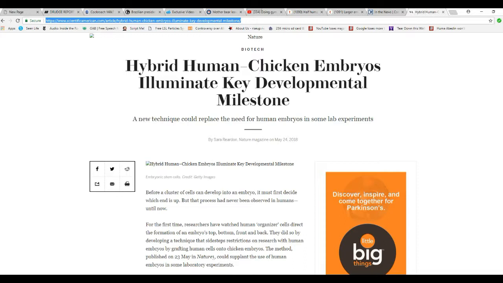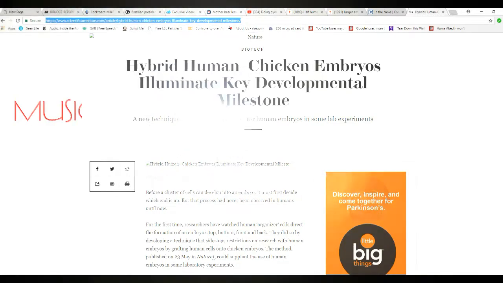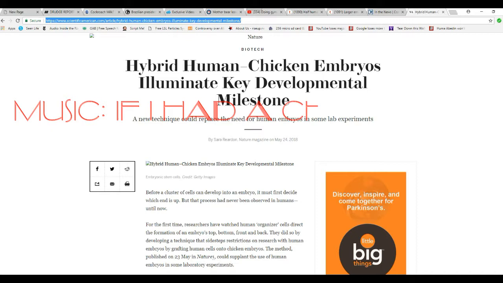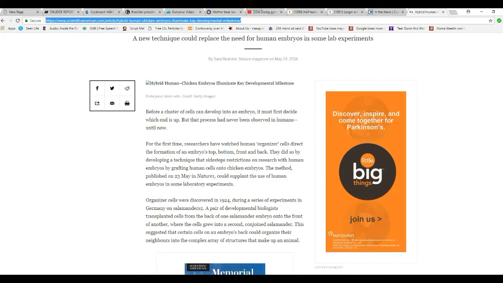I was hoping this story wasn't real, but it is. It's right here in Scientific American. What they've done is they've taken chicken embryos and human, something called human organizer cells, and they've grafted them together to create, essentially, chimeras. Technically, it's not a hybrid, per se, but like I said, that's all technical stuff. This is so grossly unethical, it's beyond pathetic.